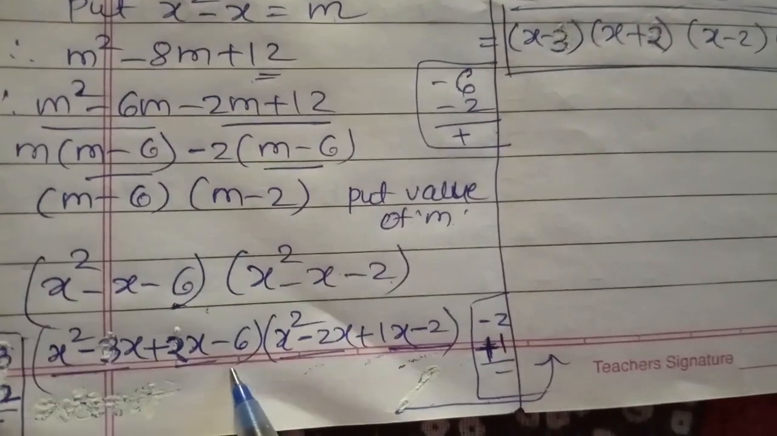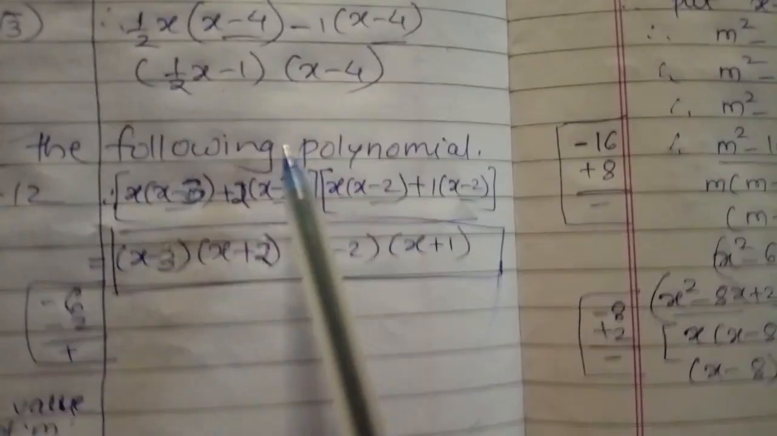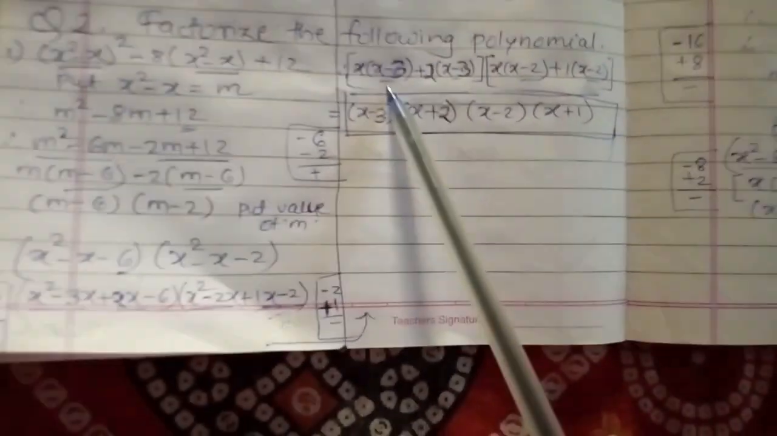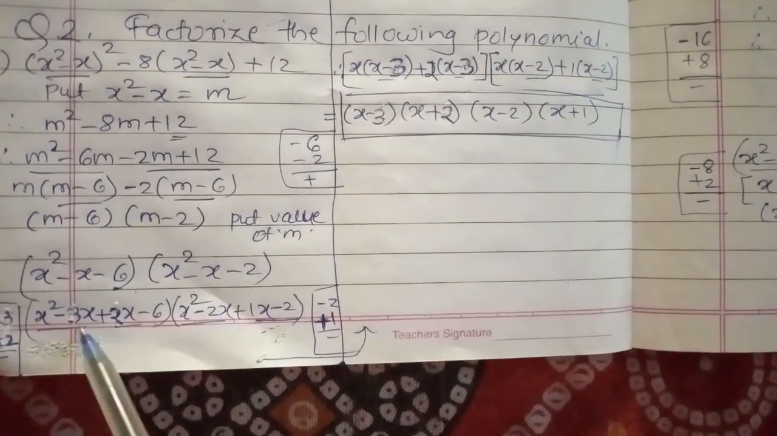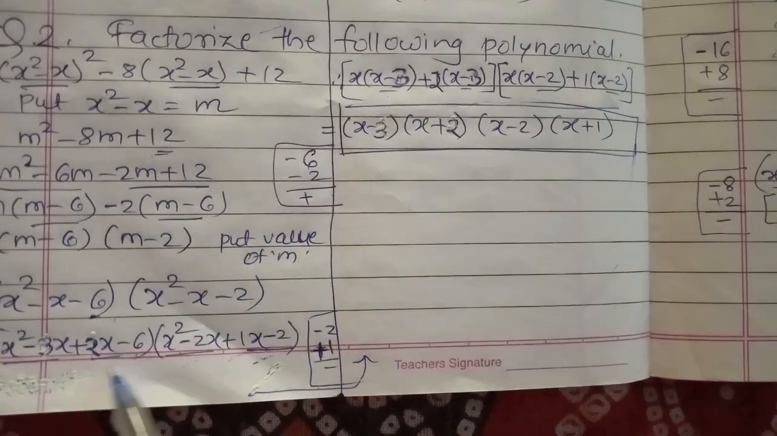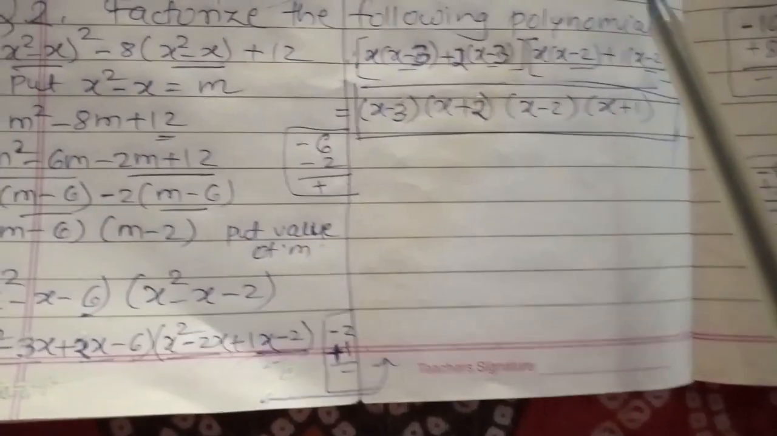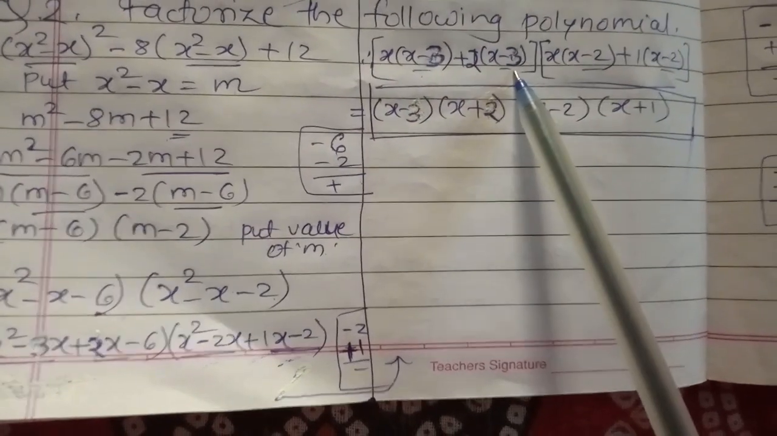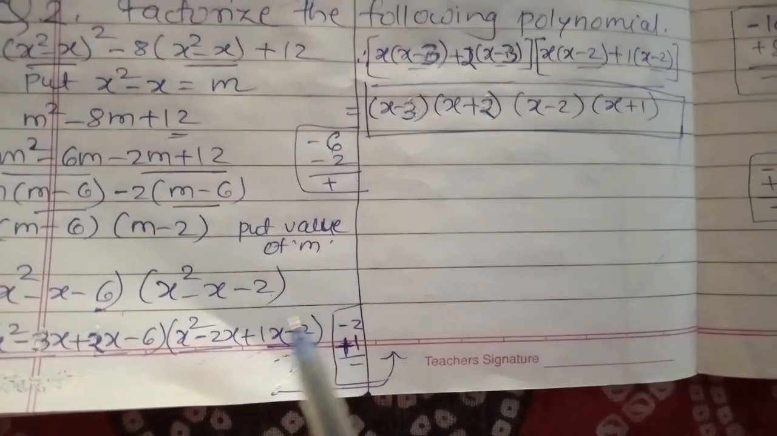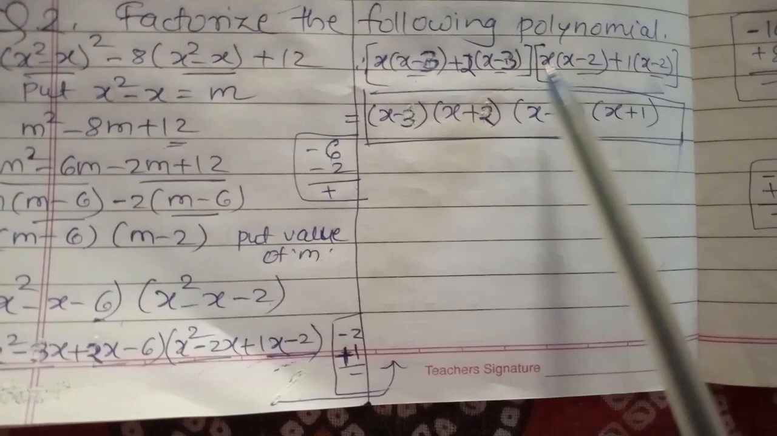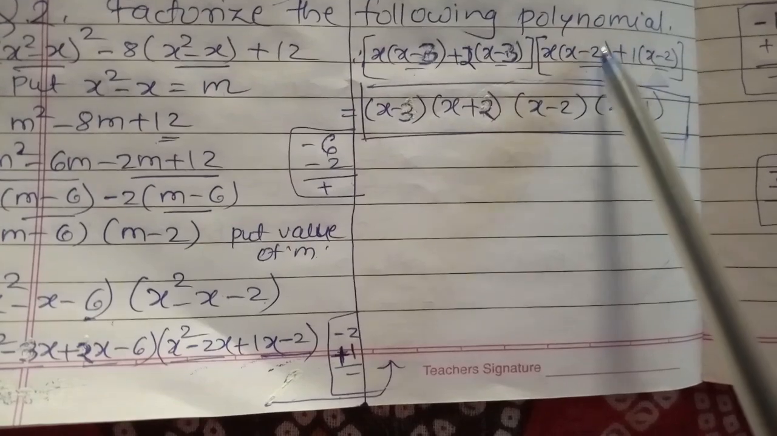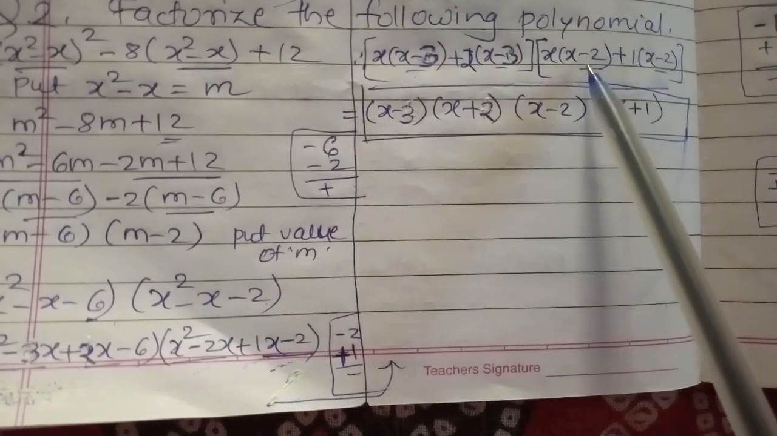Again we have to make the group of these two, and by solving this we get the common is x, so we get x minus 3. See here the common is x, so in bracket we'll get x minus 3, and here the common is 2, so 2 in bracket x minus 3. From here again the common is x, so bracket x minus 2 plus here the common is 1, so x minus 2. So x minus 3 common, and the remaining term is x plus 2. Here also x minus 2 common, and the remaining term is x plus 1.